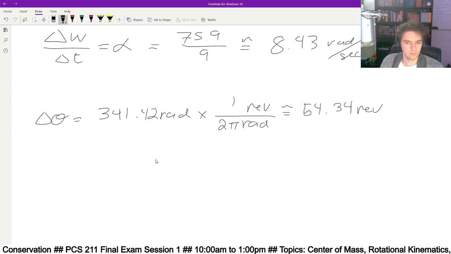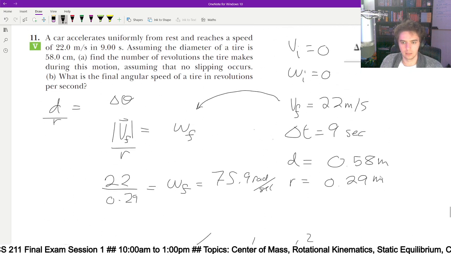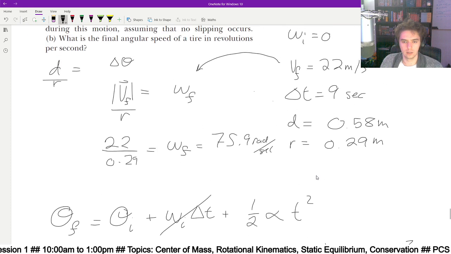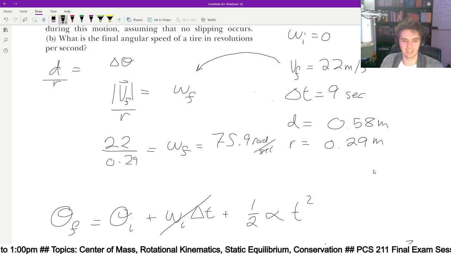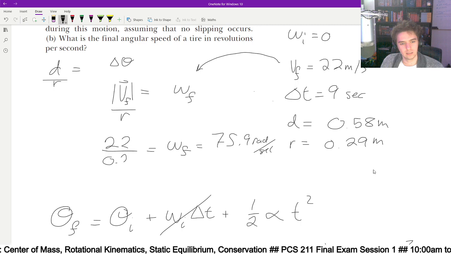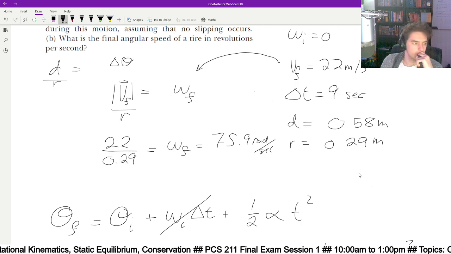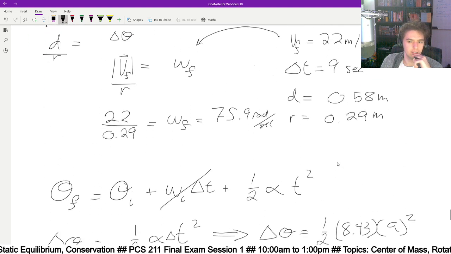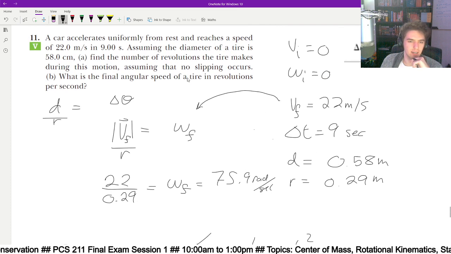Oh, what was the radius? 2.9. Okay, so that formula wouldn't work actually. Which formula? 0.29. Oh, 0.29. Okay, yeah, I just said the wrong number. Sorry. Yes. Yeah, okay, then it would work. Okay, that's good.